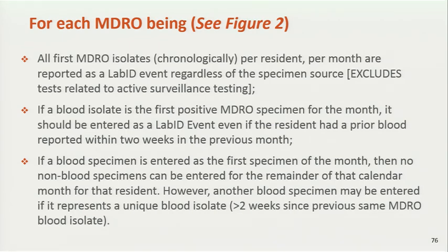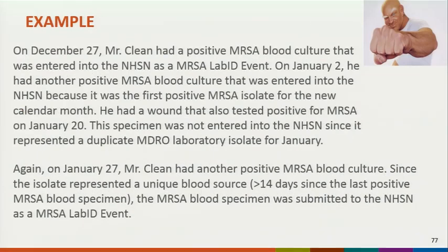The exception is if the resident has another positive blood culture with the same organism. In that case, you're going to follow that 2-week rule. It goes back to the same rule that you follow with the C. difficile LabID event. So another positive MRSA blood that is collected greater than 2 weeks since the most recent positive MRSA blood is considered a unique blood source and should be reported. Let's look at an example.